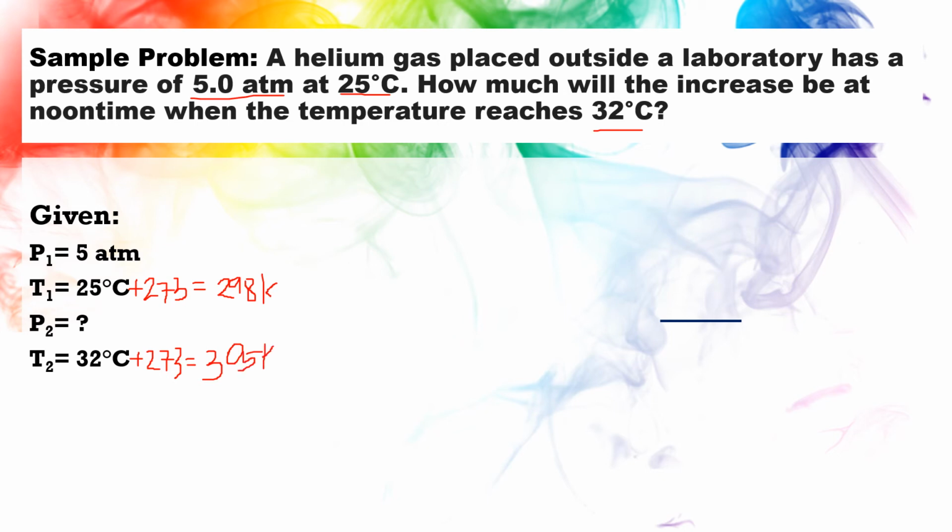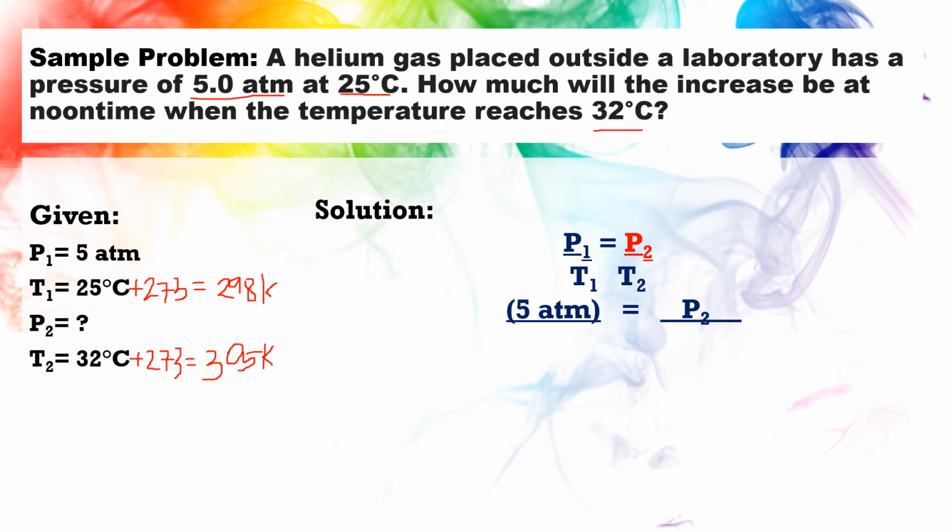Okay, using now the formula, P1 over T1 is equal to P2 over T2. So P2 is the unknown. Plug in the given. Our initial pressure is 5 atm over T1, which is 298 K. P2 is the unknown over T2, that is equal to 305 kelvins.